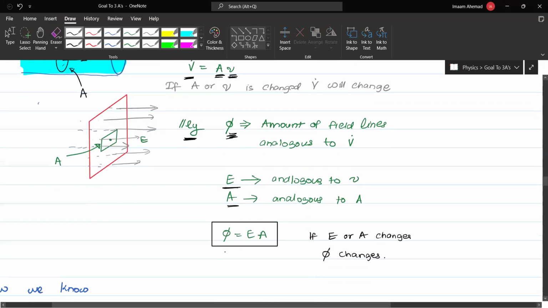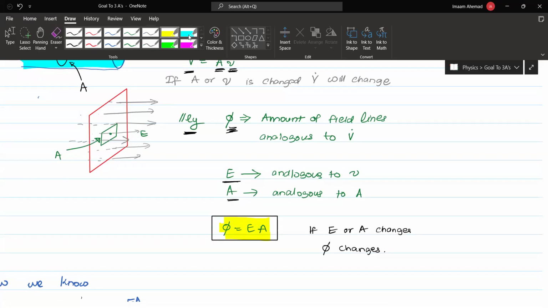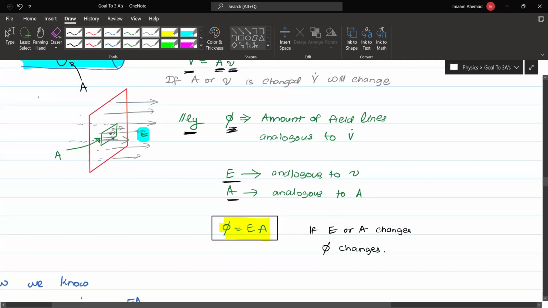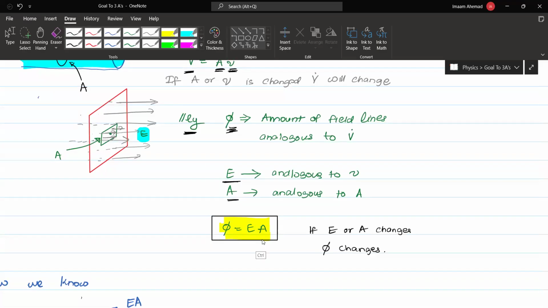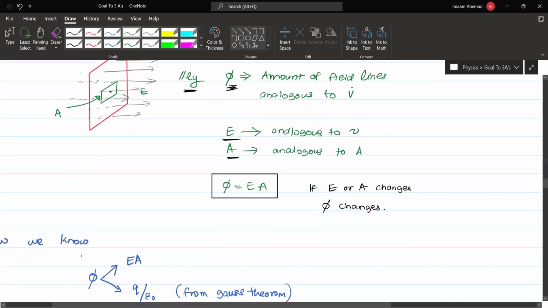So we know the equation that flux is equal to EA. If I increase the strength of the field, then the number of field lines through this will increase. Then flux will increase. Or without increasing the field, what I can do is I can increase the area I consider. Maybe I can consider a larger area, something like this. Then also flux will increase. So we have to remember that if E or A changes, flux changes.